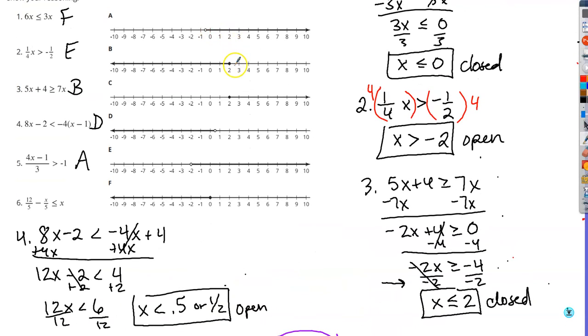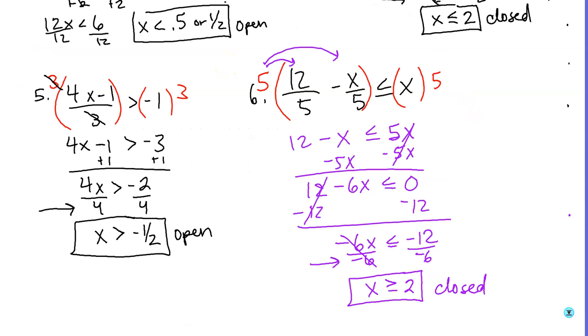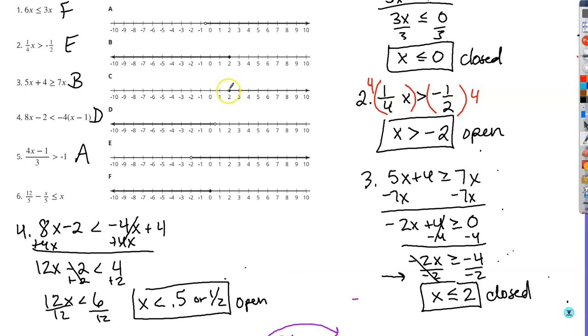So there's a closed circle on 2, which could be either one of these, but I wanted everything that was greater than or equal to 2. So everything that's greater would be shading this way. So this should be C.